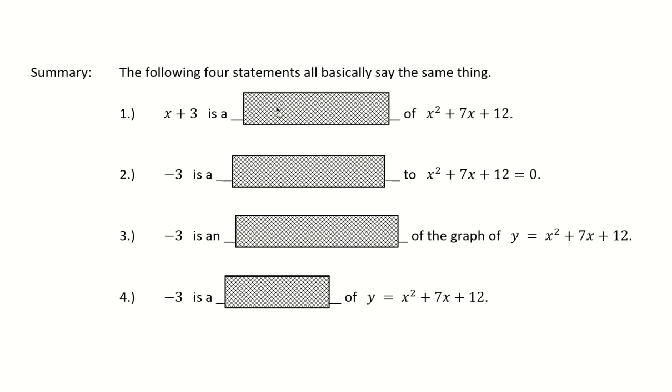I mean, here's the semantics I was talking about, people. X plus 3 is... but this is a pretty good summary, I guess. So x plus 3 is a factor of this. What would the other factor be, by the way? When you factor x squared plus 7x plus 12, what's the other factor? Wouldn't it be x plus 4? Anyway, that doesn't matter right now. So x plus 3 is a factor of this.